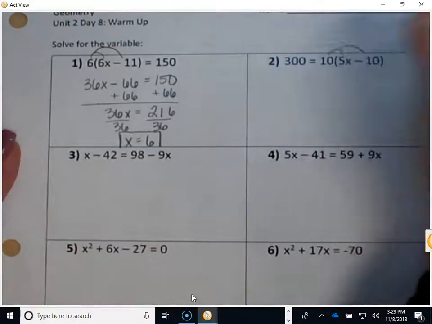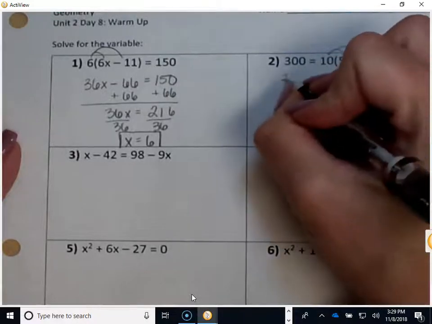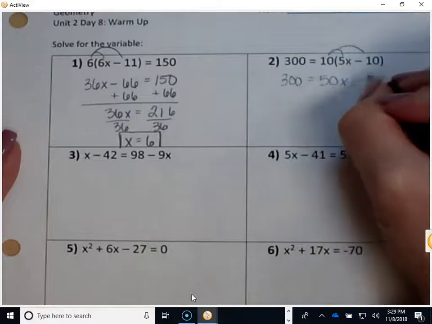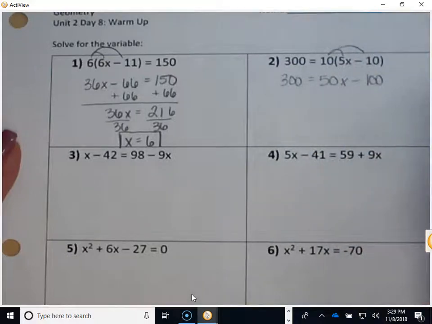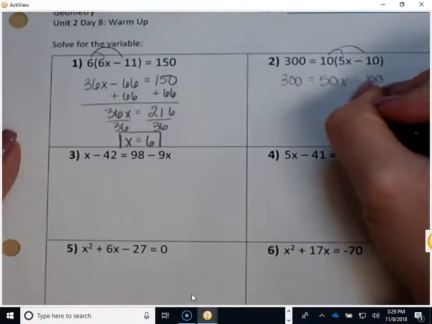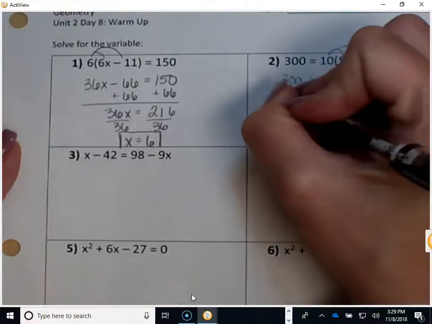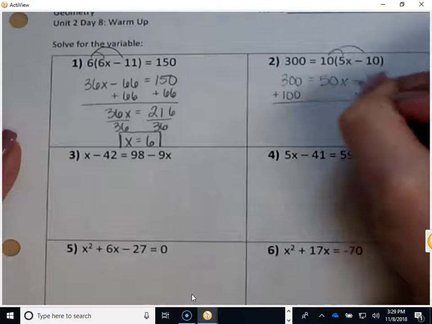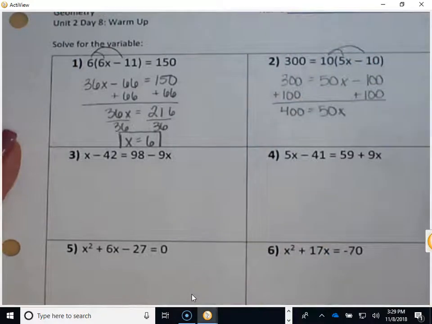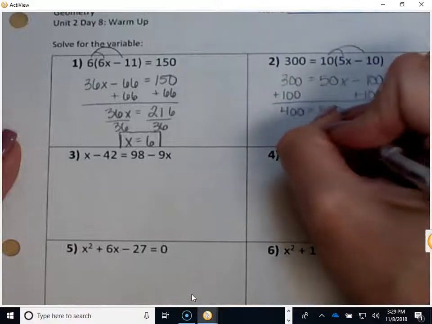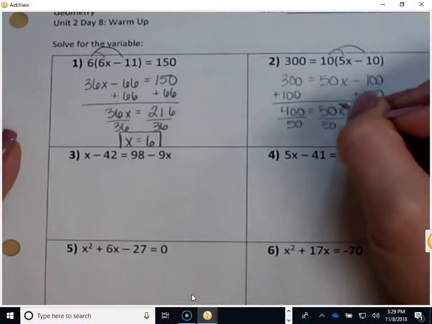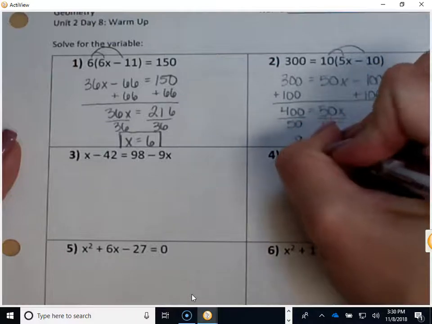For number 2, distribute first. We have 300 is equal to 50x minus 100. Then worry about getting x by itself. Since we have minus 100, to move that to the other side, we do the inverse, add 100 to both sides. So 400 equals 50x. That's 50 times x, so to get rid of the 50, we do the inverse of multiplication, so divide both sides by 50, and you have 8 for our x.